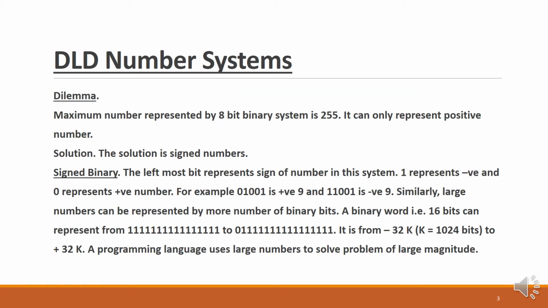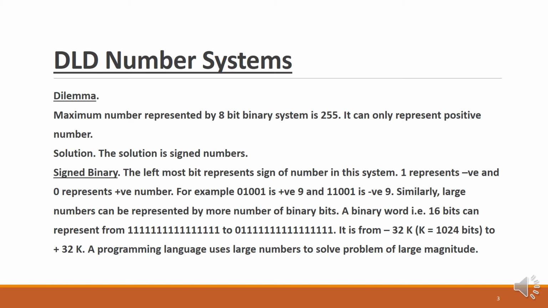Now what is the dilemma? The dilemma is that the maximum number represented by 8 bits binary is 255, and it can only represent positive numbers. How about negative numbers? Now if we are working on a piece of paper, we can just put with our own pencil, or you can say the marker, the negative sign. But the computer does not work that way. Computer has to be programmed, so we have to add some more circuitry, etc. Anyway, so what is the solution?